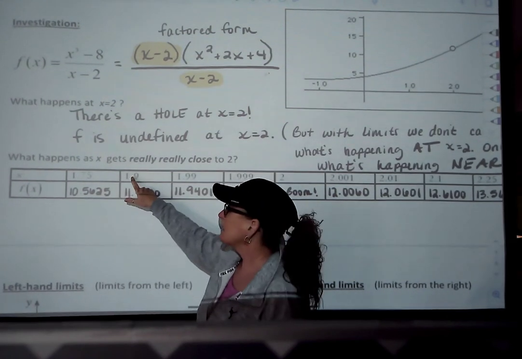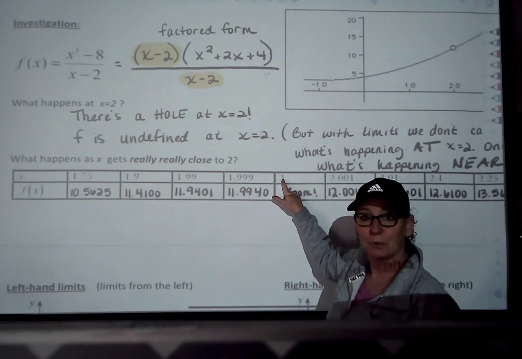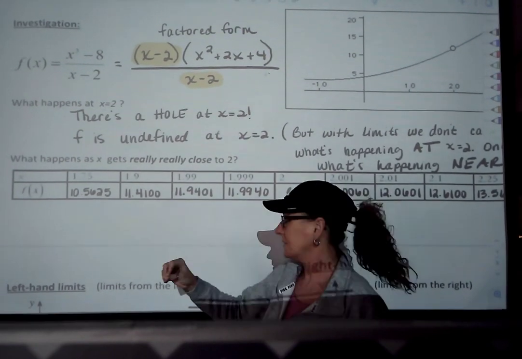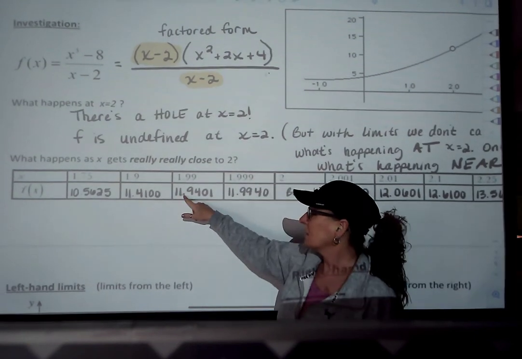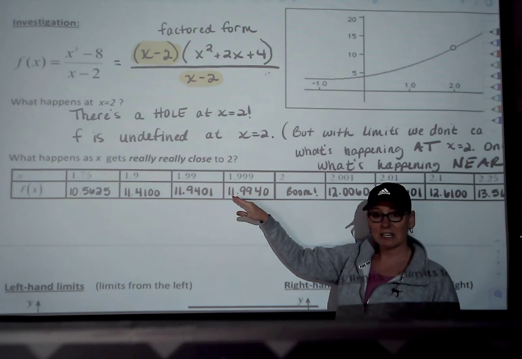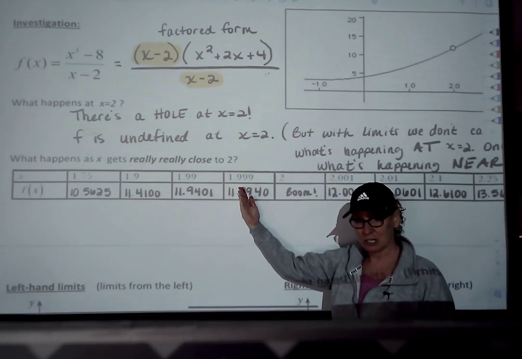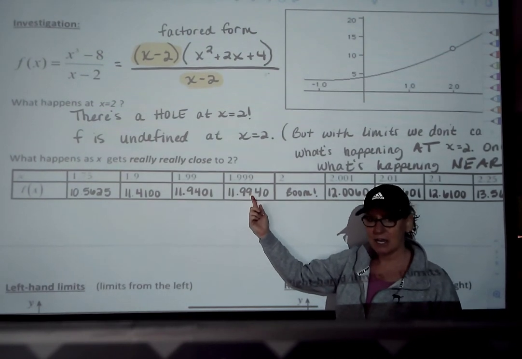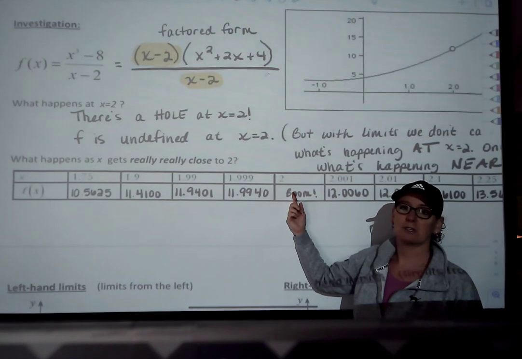Okay, look, see how my x's are getting closer and closer and closer to 2? Where are my y's headed? 10.5, 11.41, 11.94, 11.99. Can you all see that coming from underneath the function, below the function, my y's are headed, I think, toward 12. Do they ever reach 12? Nope, the function blows up at 2.